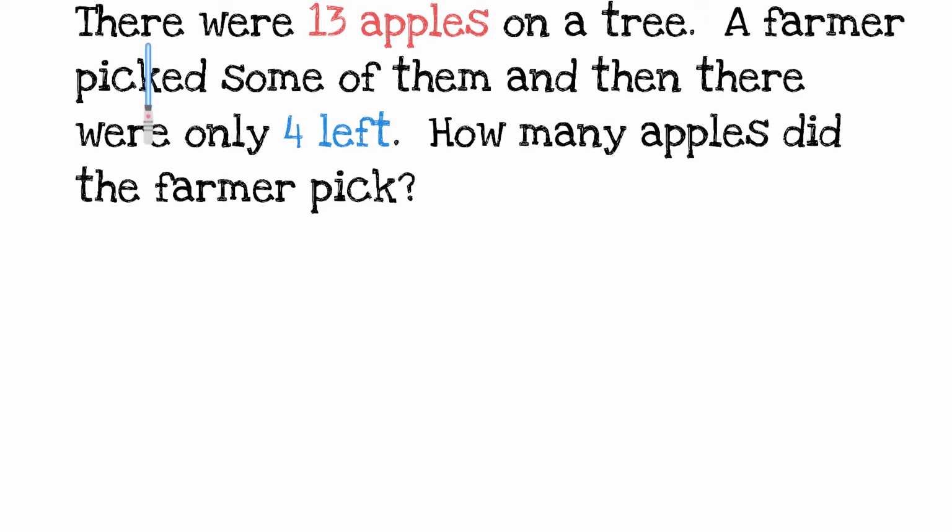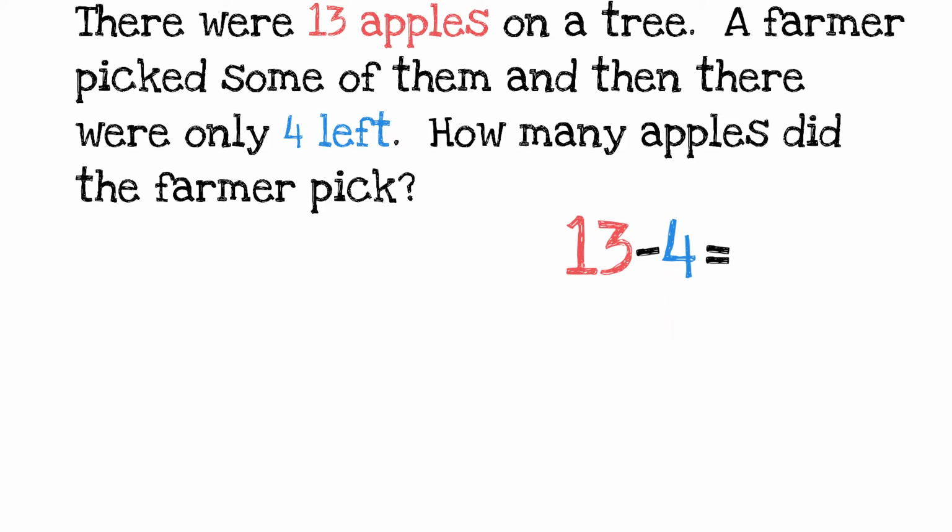So our first problem says, there were 13 apples on a tree. A farmer picked some of them, and then there were only 4 left. How many apples did the farmer pick? Well, if we were to look at a subtraction problem, if we were to write one out, which we are going to write one out, it would look like this. It would be our 13 apples total, and we're going to take away 4 of them because that's all that's left. And then we would have our mystery number.